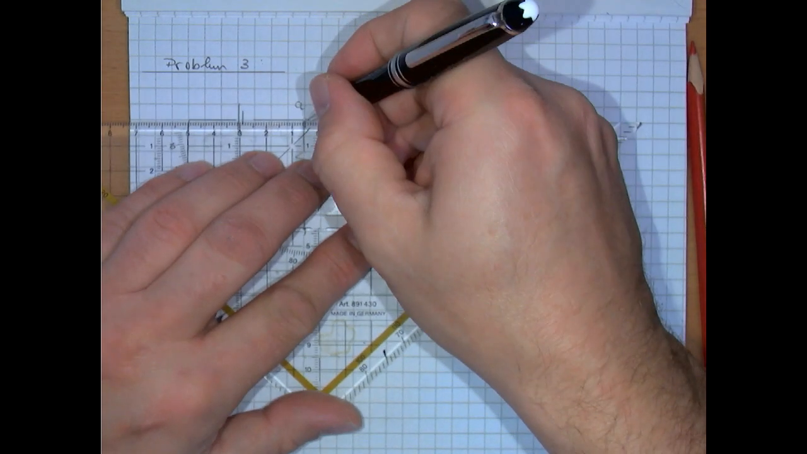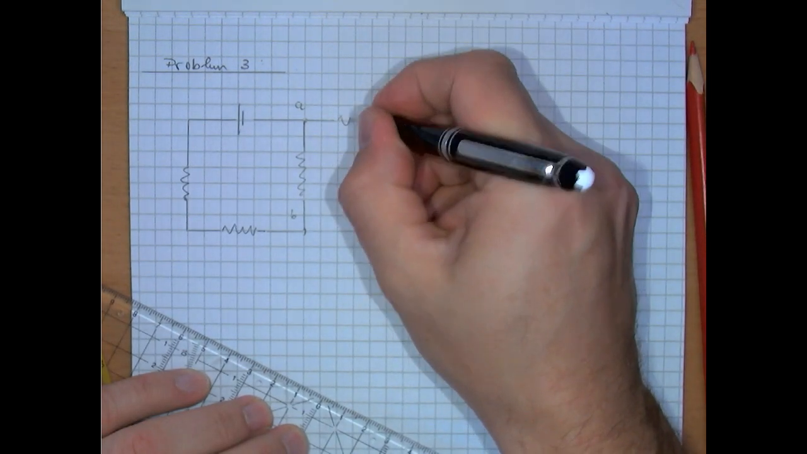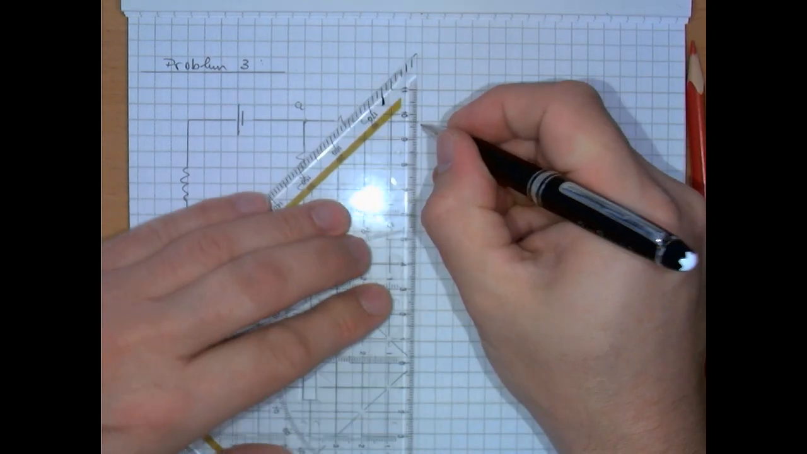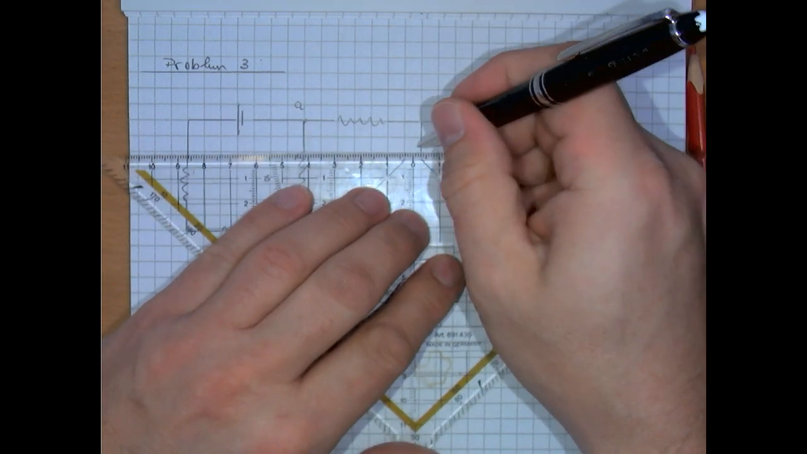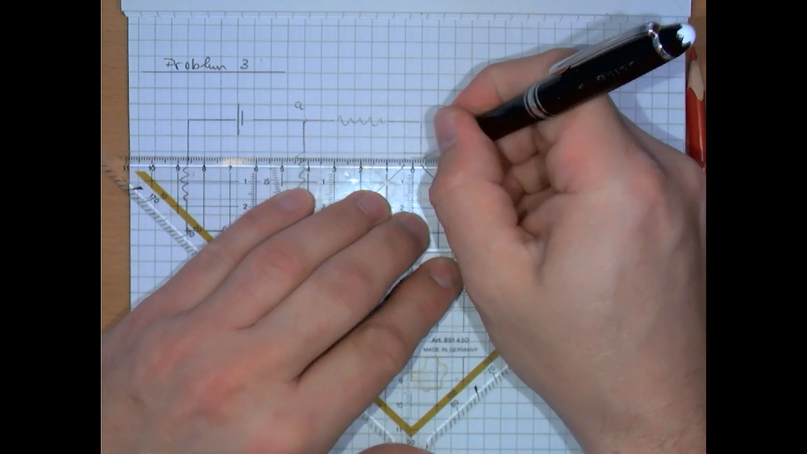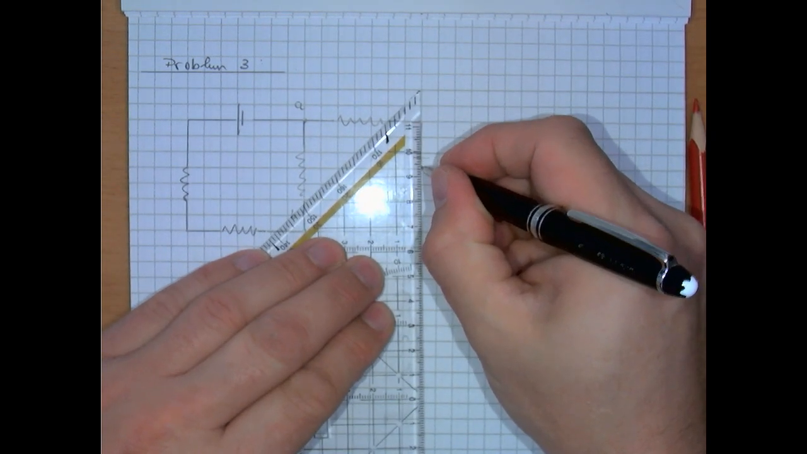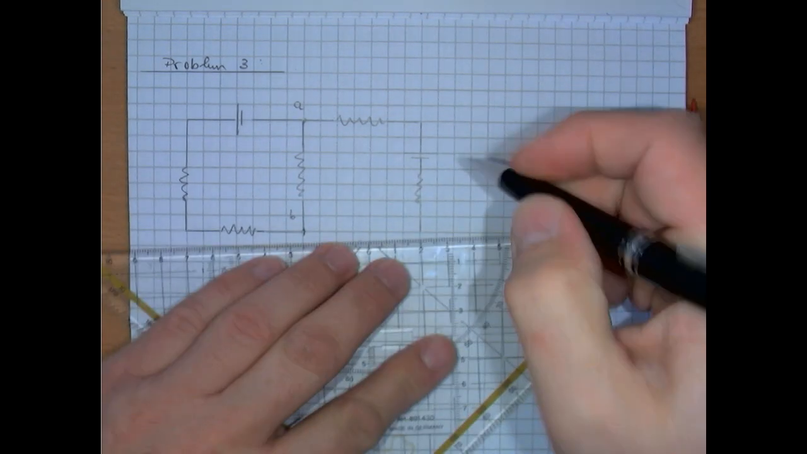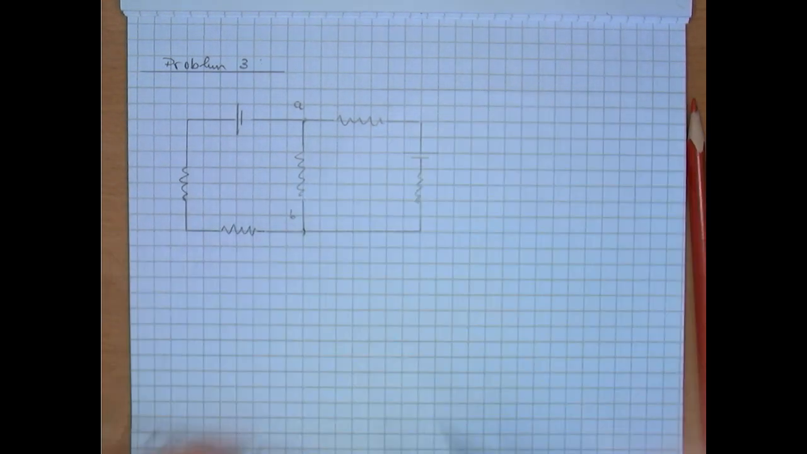And then we have here the second loop. And down here a battery. Another one here. And then last but not least also here a resistor. Okay. So that's the complete circuit diagram.